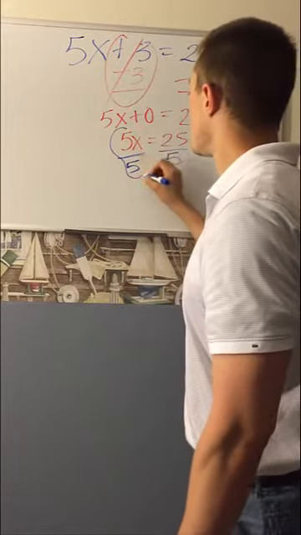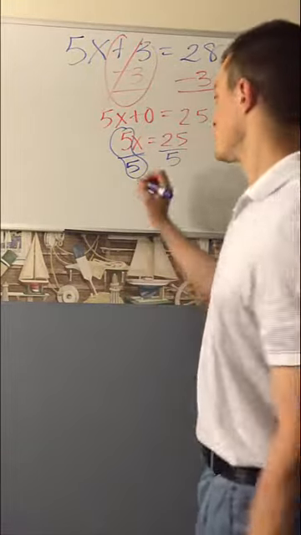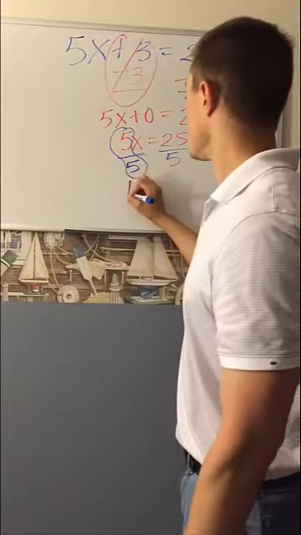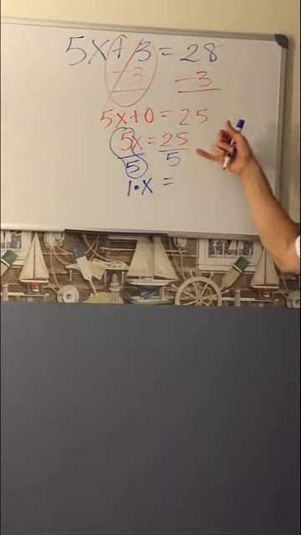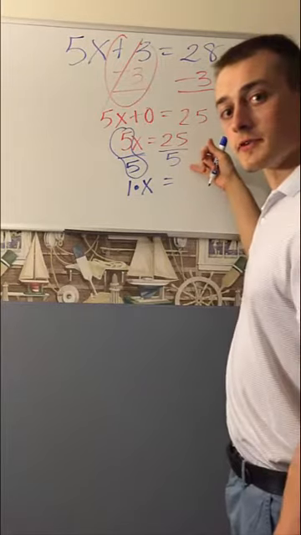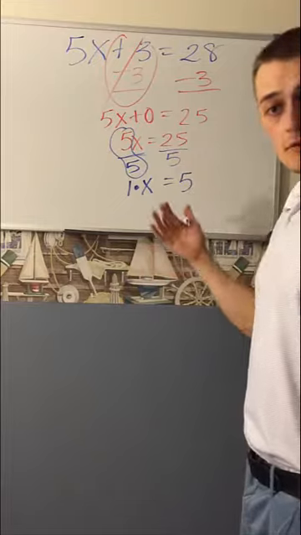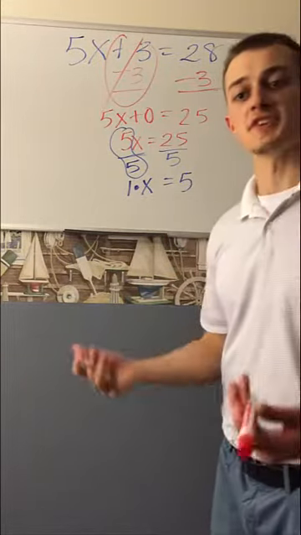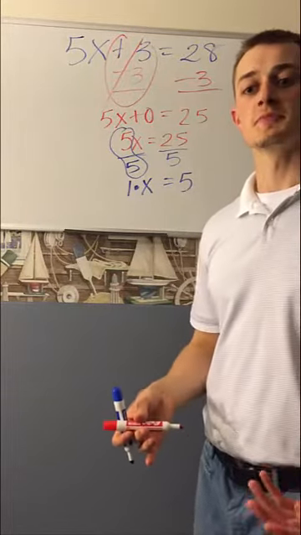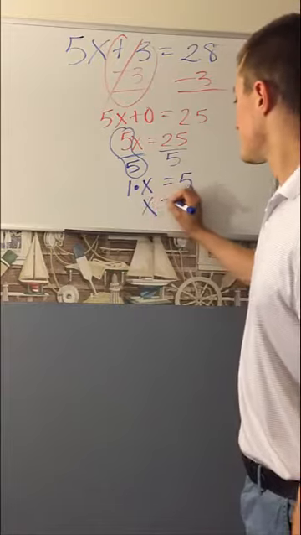Now, 5 divided by 5 is just going to give me 1, right? Because 5 over 5 is 1, so 1 times x equals, and then 25 divided by 5 is equal to 5. So 1 times x equals 5. Okay? And we know that 1 times x is just x, because anytime you multiply something by 1, it's just itself. So we know that x equals 5.